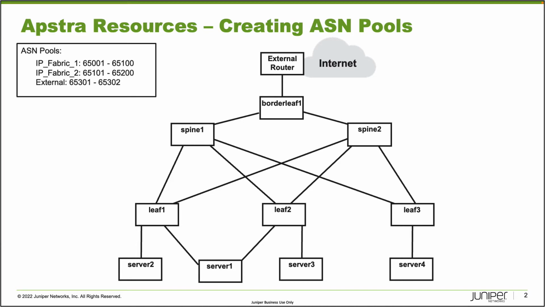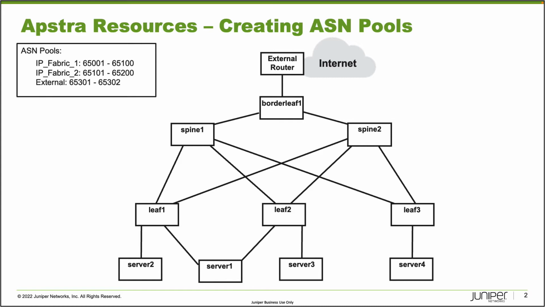And what we want to do here is create some ASN pools in preparation for creating an IP fabric. ASN pools will be used for making external connections to, say, an external router. ASN pools will be used for the underlay and overlay BGP sessions. And so these ASN pools are obviously very important for building an IP fabric. Now, keep in mind that we won't be assigning these ASN pools. This learning byte is simply focused on creating the ASN pools.